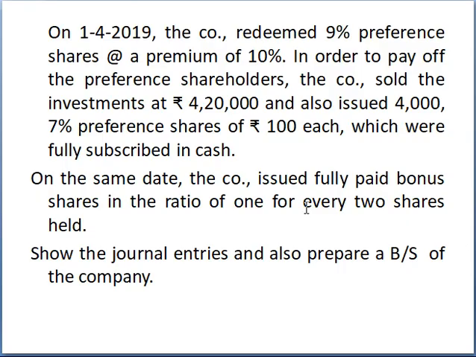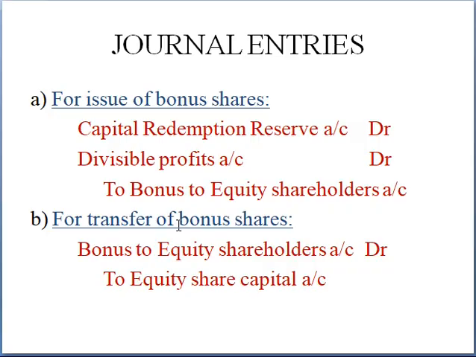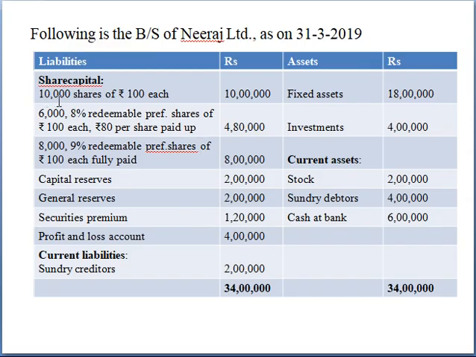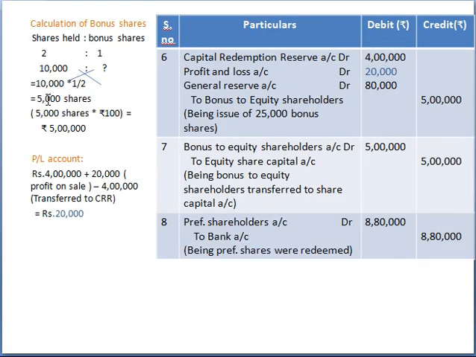Now bonus shares are also issued. So for the bonus shares you have to pass 2 journal entries, and we'll do the calculation of how many bonus shares are issued, which is given. The company issued fully paid bonus shares in the ratio of 1 for every 2 shares held. I said already, bonus shares are issued only to the equity shareholders. Now how many equity shares are there? 10,000 equity shares.